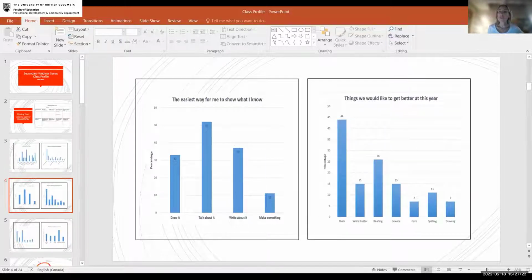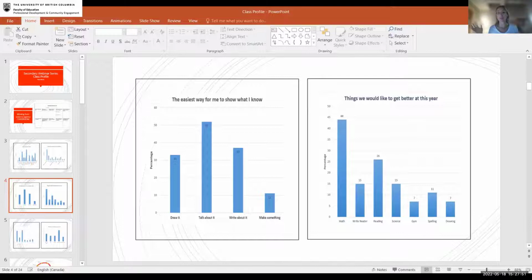The easiest way for me to show what I know, 52% said talk about it. So that's going to inform how we gather information from students and how we assess them. Things we would like to get better at this year, 44% said math. And of course, it doesn't all add up to 100 because they would say more than one thing. And I really wanted to honor all of the things that they said. So once we gathered the information from the students, I themed it and created these visuals.